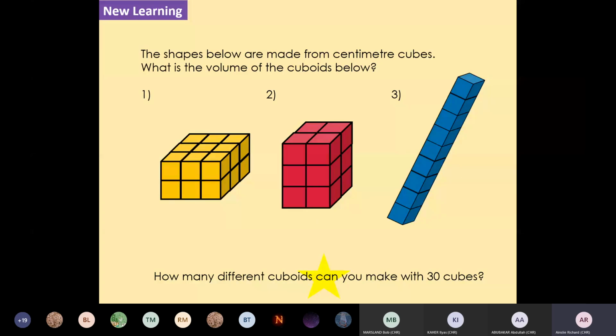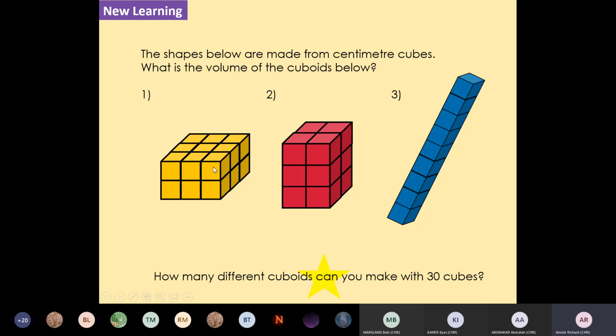Right. So moving forward, we're now going to look at volume. So the shapes below are made of centimeters cubed, which means each of these individual cubes would be 1 centimeter by 1 centimeter by 1 centimeter. And that makes each cube 1 centimeter cubed. So with that in mind, what would the volume be? Remember, volume is the total space taken up by the 3D shape. So number one, let's have a look here.